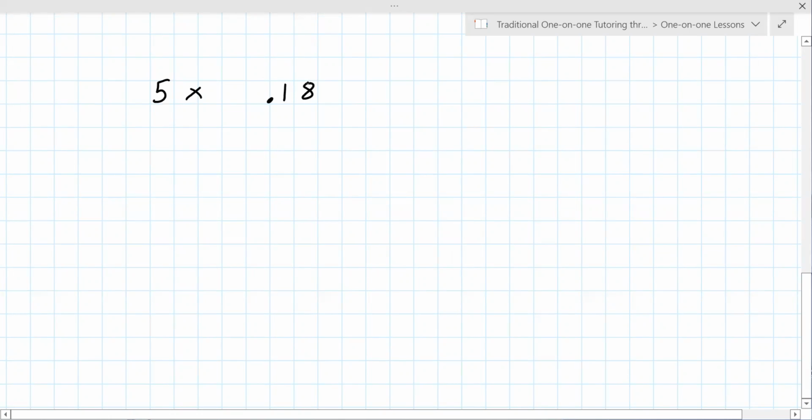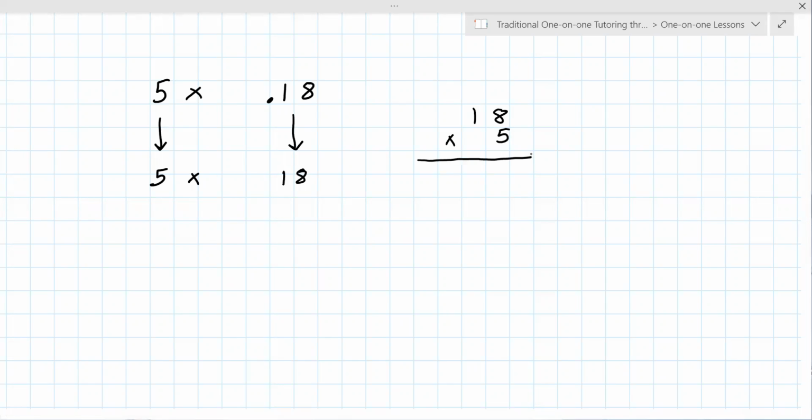5 times 0.18. Okay, so 5 you don't need to change. It's okay as is, but 0.18 you change to 18. So you multiply 18 times 5 like that. And go ahead and give me that answer whenever you got it. 90. It is 90. That's right.